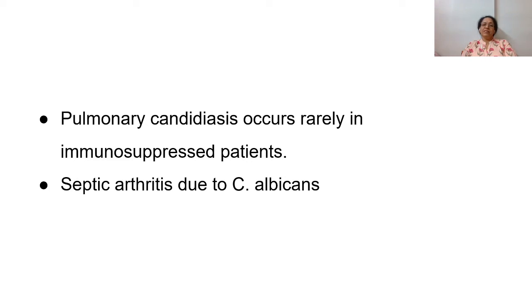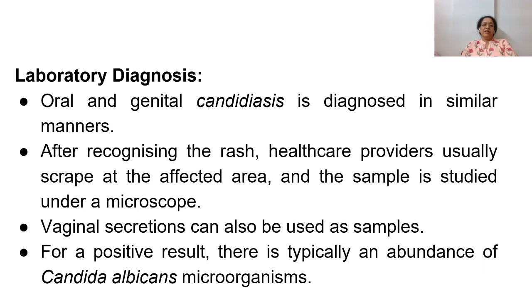Then in some cases, these are rarest conditions, but they are observed, that is septic arthritis. Here, arthritis, that is infection of a joint, is due to Candida albicans. Then, because of Candida, there are fewer chances of infection of the gastrointestinal tract in a normal healthy individual. But in certain cases, diarrhea-like symptoms may be observed because of prolonged antibiotic therapy.